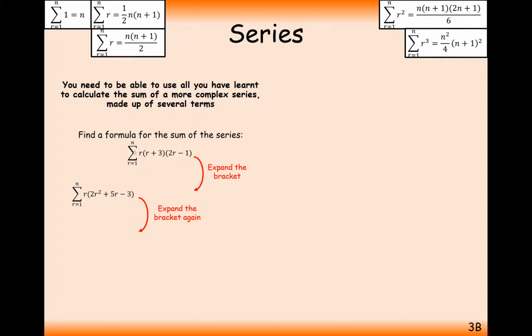Now we can't split them up with a multiplication. We can't do the sum of r times the sum of r plus 3 times the sum of 2r minus 1. We're going to have to expand the brackets first. So we've got an equivalent expression here, and then split the series up and factorize the numbers that appear at the front of the r's. So we're going to split this series up into 2 times the summation of r cubed plus 5 times the summation of squared numbers, take away 3 times the summation of just normal numbers.